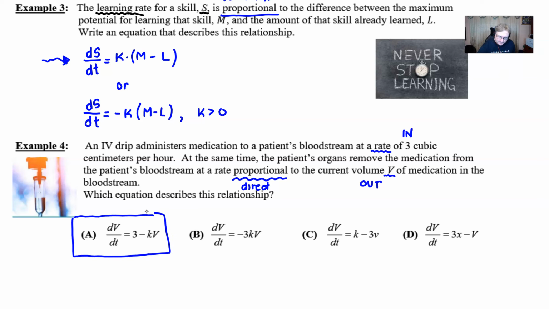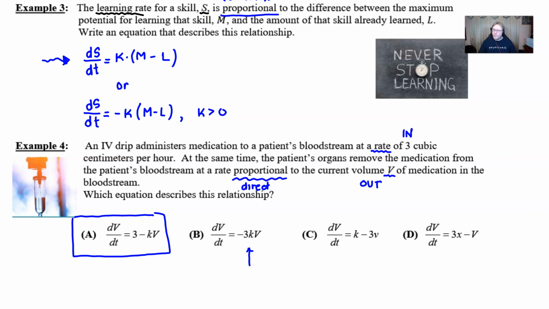Now, the problem with B is that we don't really get this in and out. This is more of a -3 times k directly proportional to V. We notice that C is kind of in the ballpark, but the k and the 3 are just in the wrong spots. And D is really bad because it's introducing this variable x that isn't really defined or even discussed in the problem whatsoever.